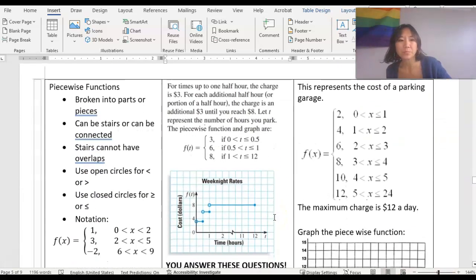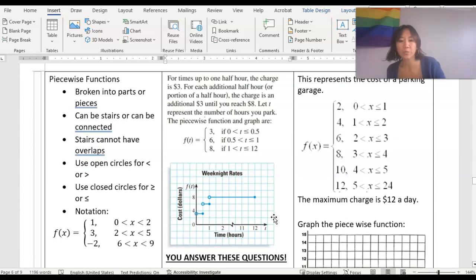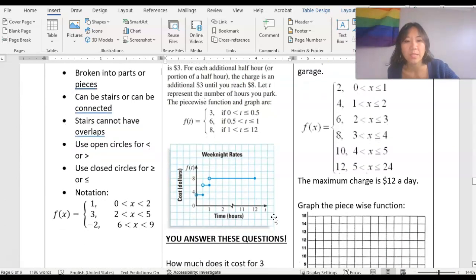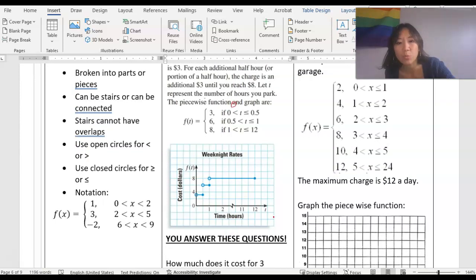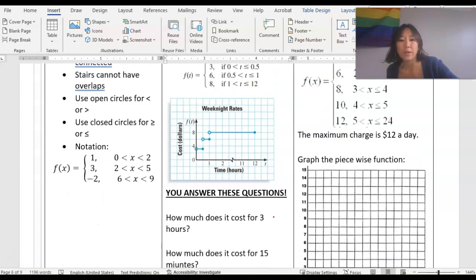All right. So piecewise functions, a review of this. You guys have been doing really well with this. The main thing I want you to remember is if it is less than or greater than, it is an open circle. If it is less than or equal to, it is a closed circle. So these questions that you have here, you do need to answer about this graph. How much does it cost for 3 hours? So if we interpret here anything after 2 hours all the way to 12 hours, it's going to be $8.